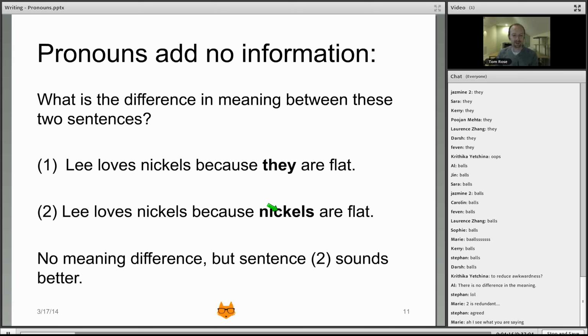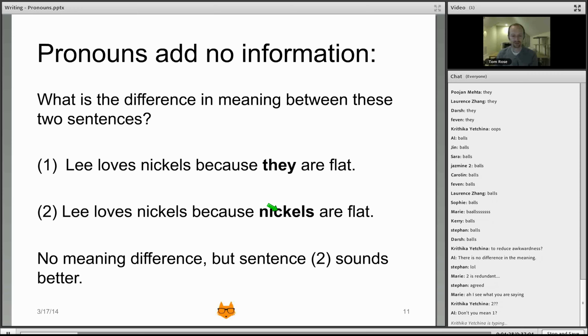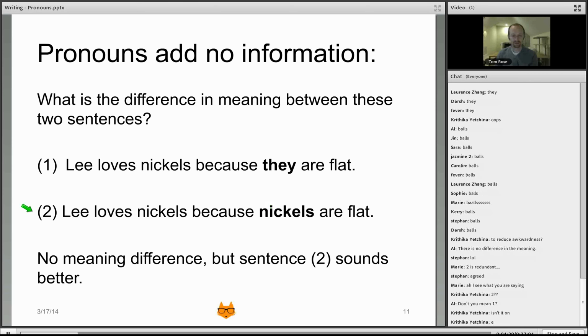And the important thing here, and this is the whole point of pronouns, is pronouns make the sentence sound better. This is an aesthetic issue. Right? People prefer to say the first sentence. So Lee loves nickels because they are flat, is the way that most people speak.